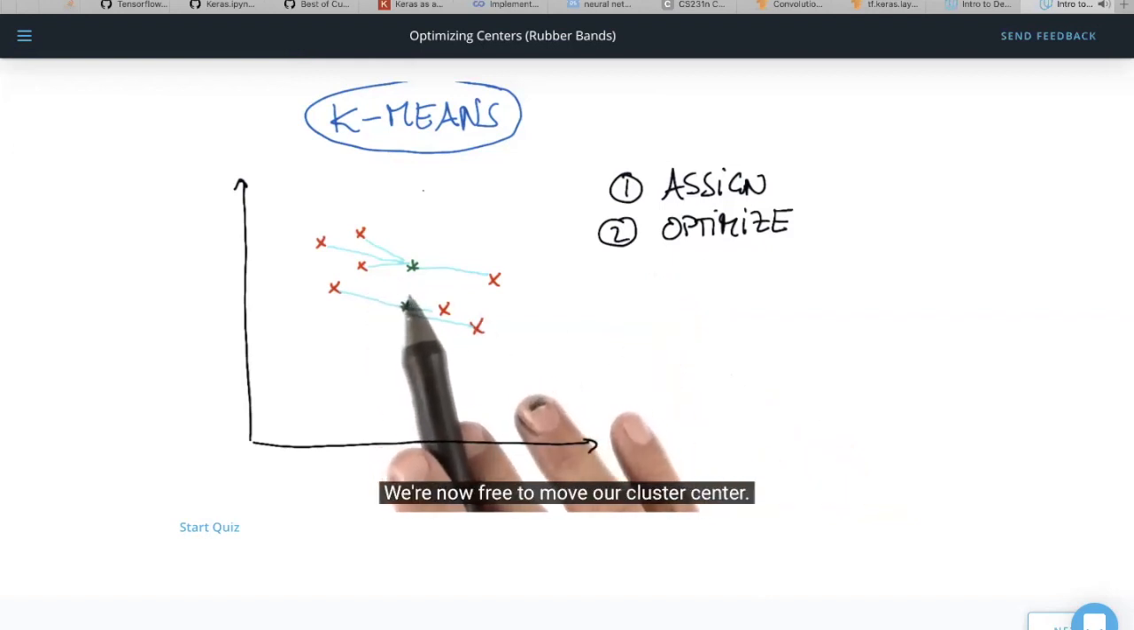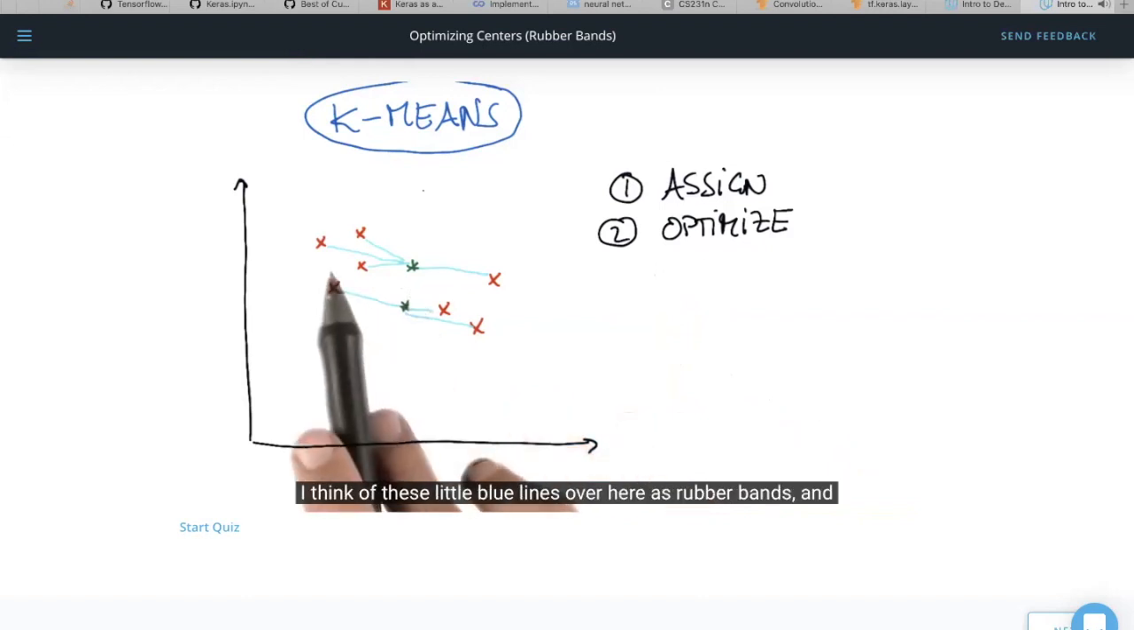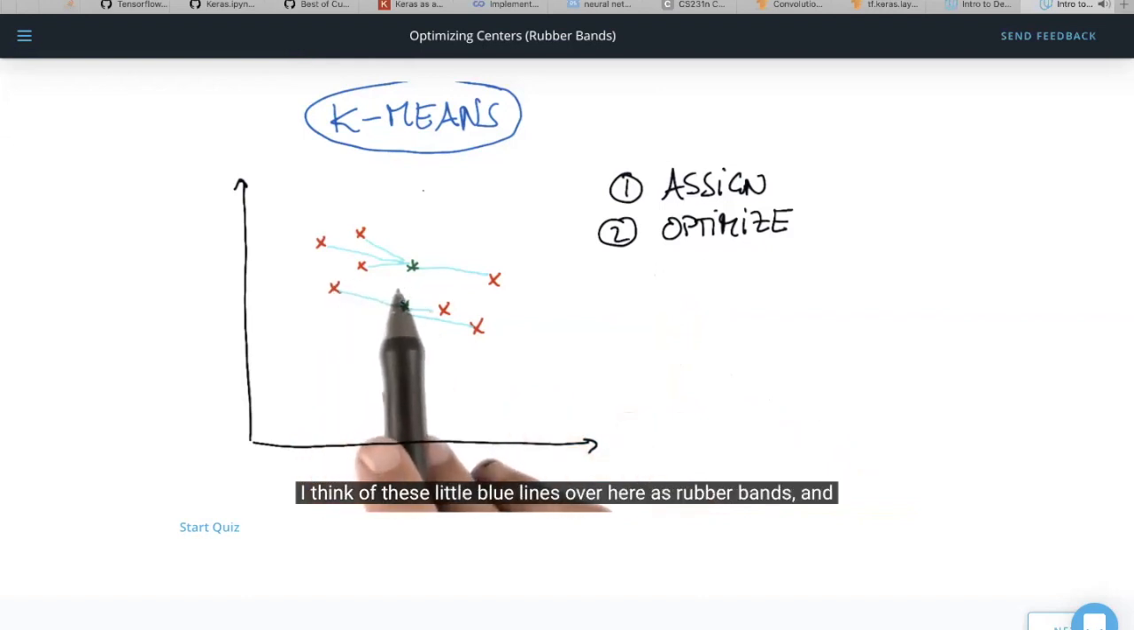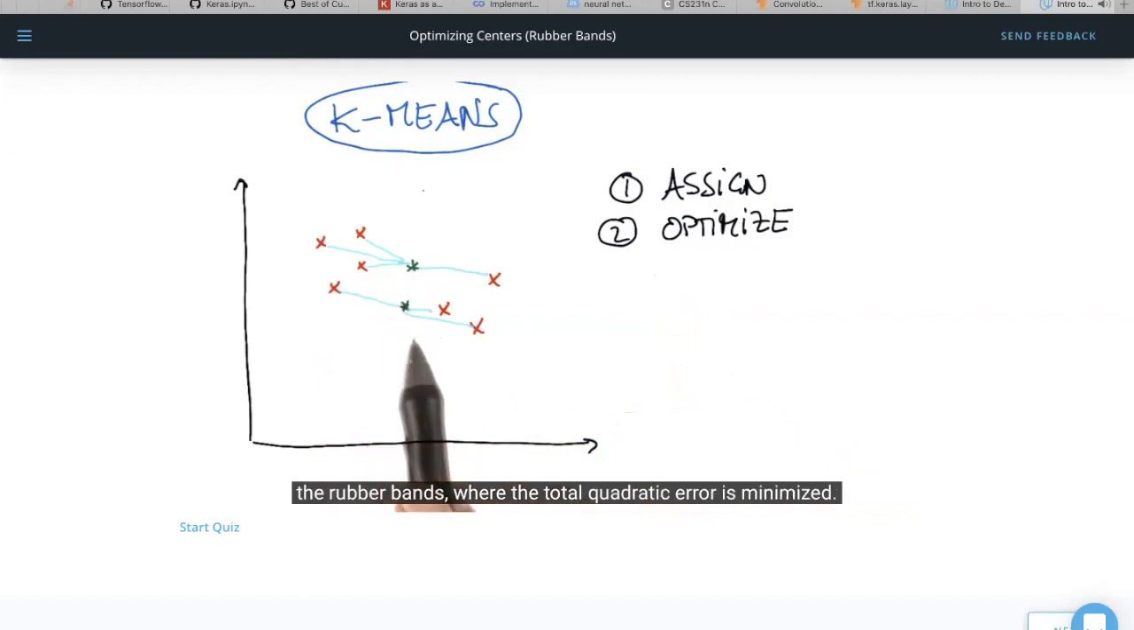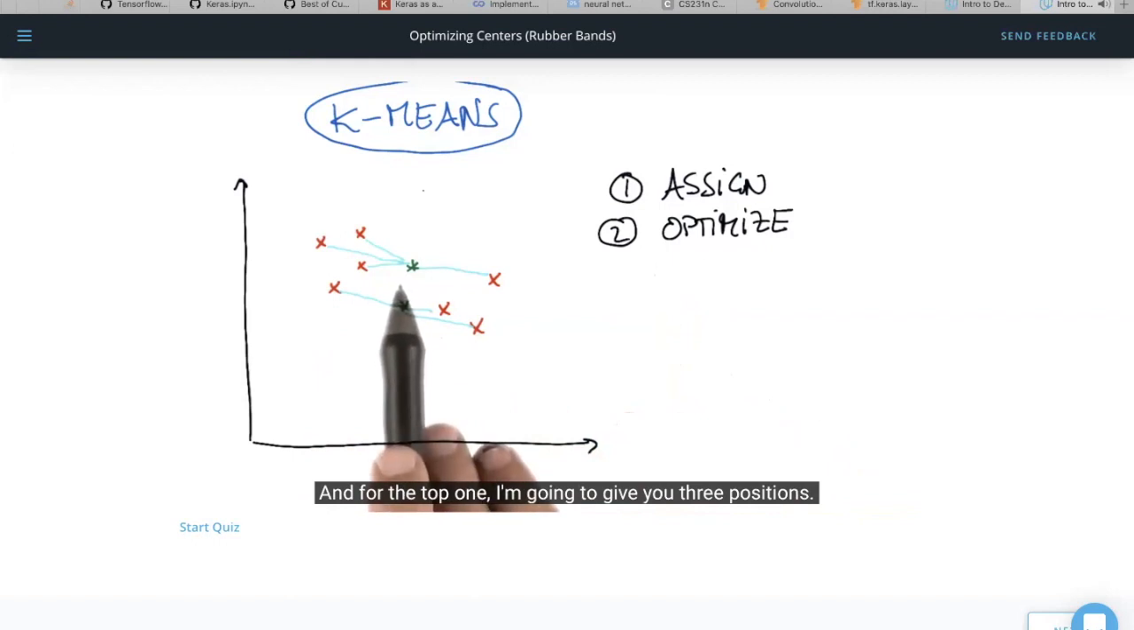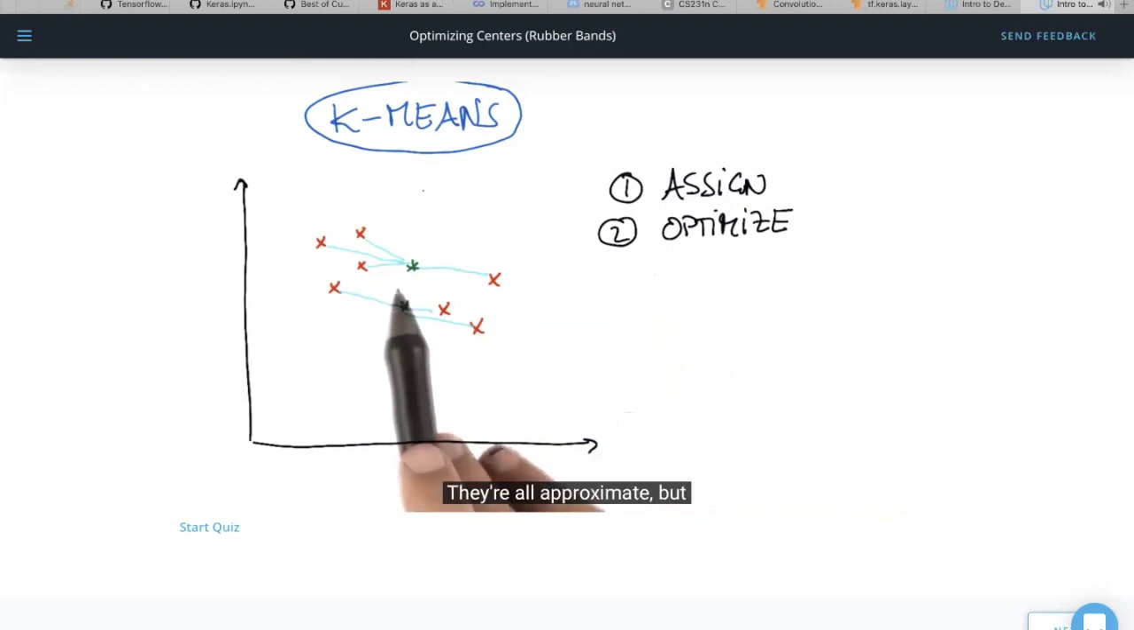We're now free to move our cluster center. And think of these little blue lines over here as rubber bands. Now we're trying to find the state of minimum energy for the rubber bands where the total quadratic error is minimized. And for the top one, I'm going to give you 3 positions. They're all approximate, but pick the one that looks best in terms of minimization. And that's not a trivial question at all.